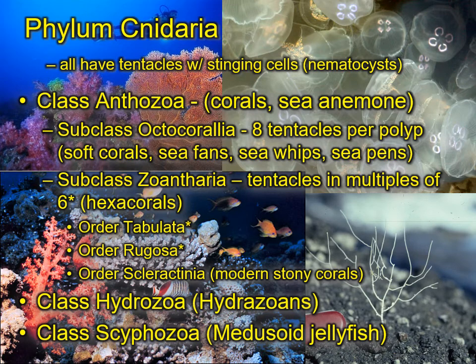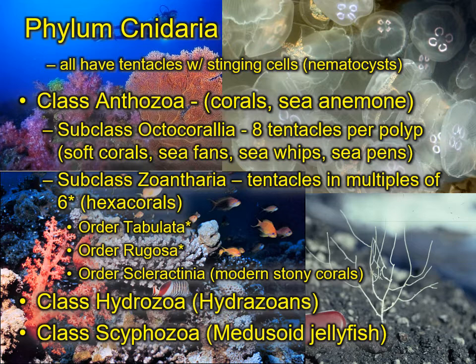And now this brings us to phylum Cnidaria, which includes a wide variety of some of our dominant reef-building organisms in our oceans today, and going all the way back to the Precambrian. So cnidarians all have tentacles with stinging cells that we call nematocysts. This is true for corals, sea anemones, and for jellyfish. We have three classes of cnidarians.